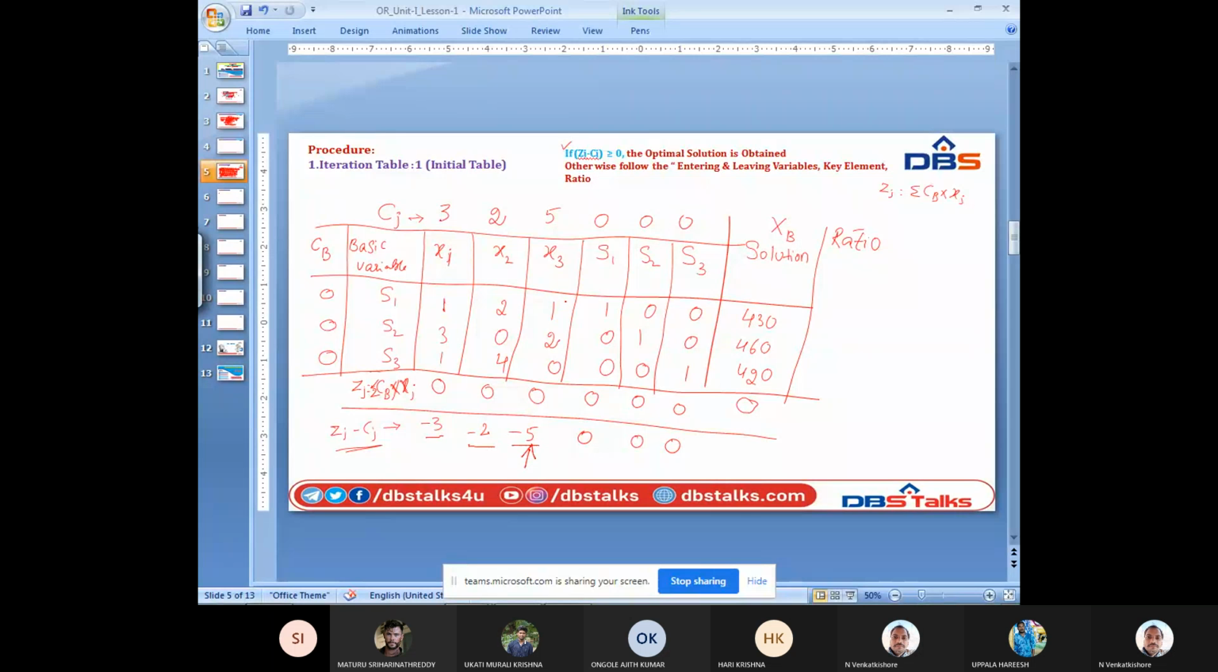After that, by taking the arrow mark, we round off this column. This column is called the key column. At the same time, we find the ratio. The ratio means xb by key column. What is the key column here? 1, 2, 0. And what is the xb? 430 by 1 equals 430.